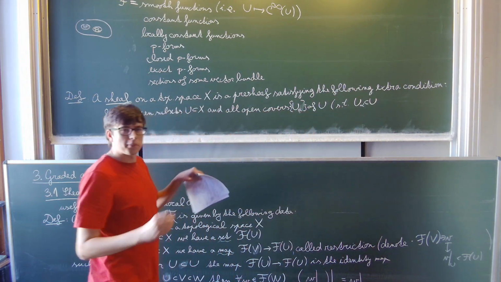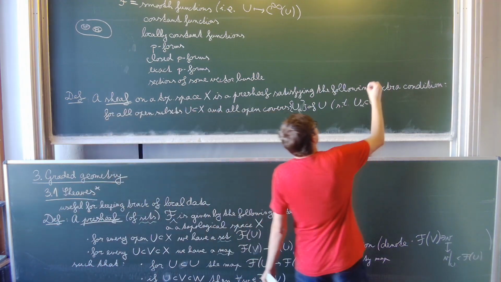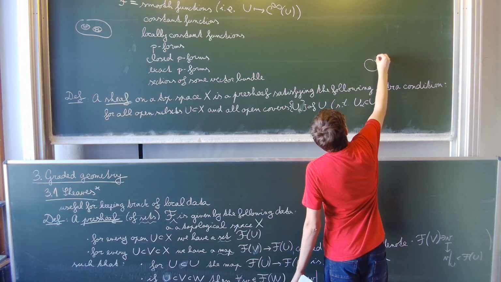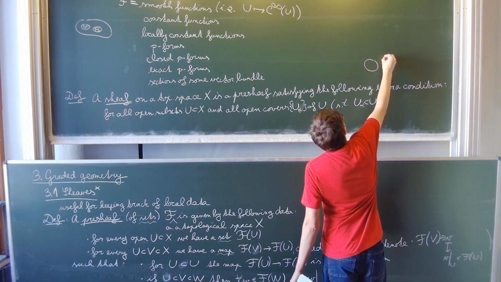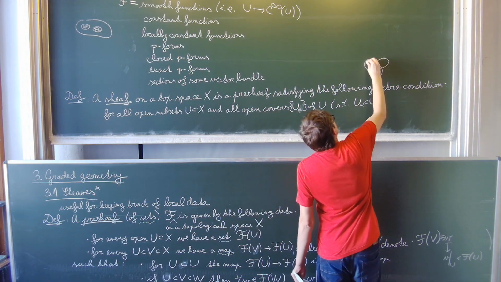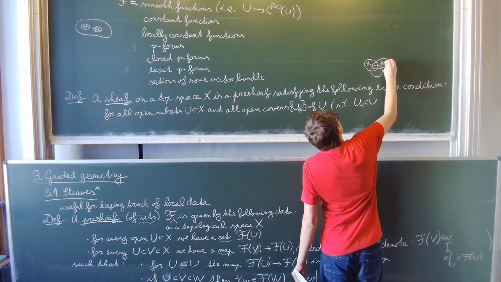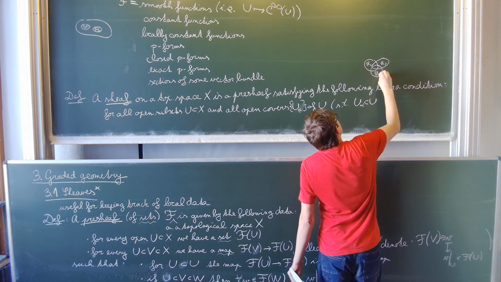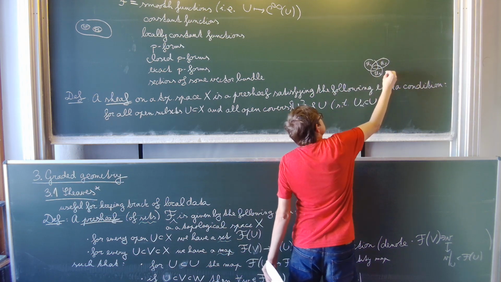Okay, I don't want them to overlap. So I want really, like, I would have three opens. I would have something like this, and this would be my U1. This is U2. This is U3, and the total thing is U.